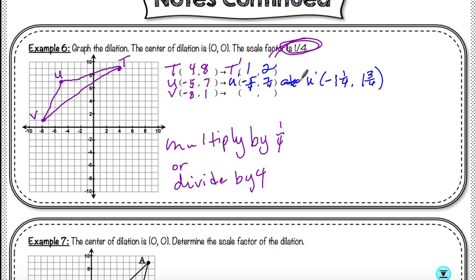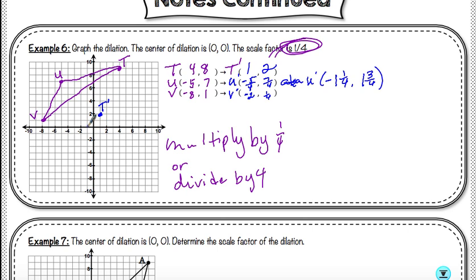This is not really changing again. I'm going to say it's u prime, aka u prime is also this. V prime, the last one, -8 divided by 4 is -2. 1 divided by 4 is 1/4.